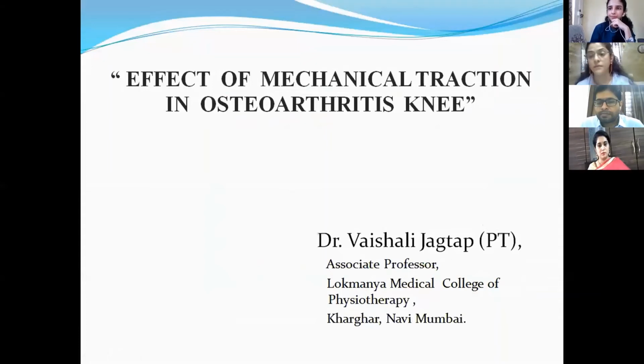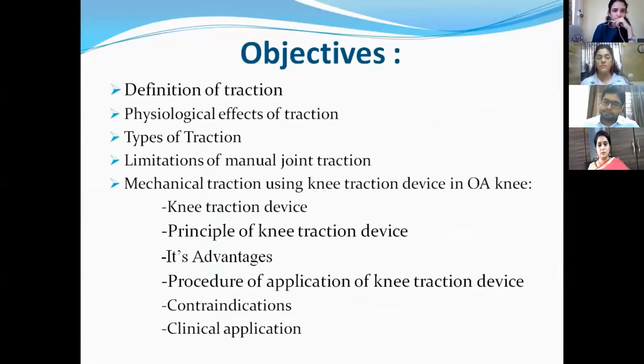On effect of mechanical traction in osteoarthritis knee. Objectives: definition of traction, physiological effects of traction, types of traction, limitations of manual joint traction, mechanical traction using knee traction device in OA knee, principle of knee traction device, advantages, procedure of application, contraindications, and clinical application.